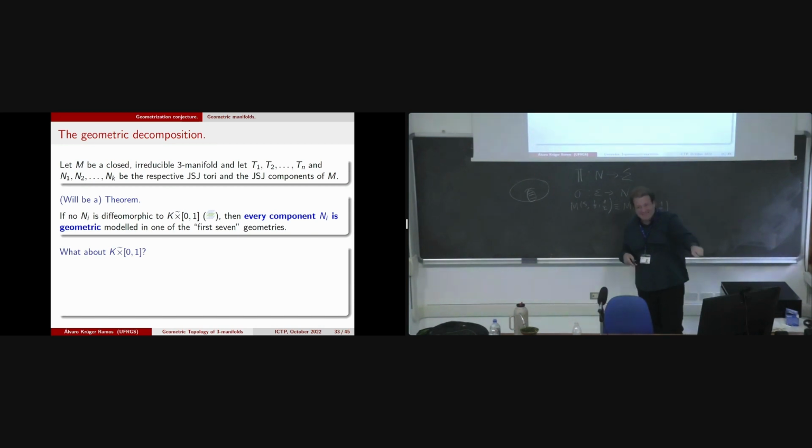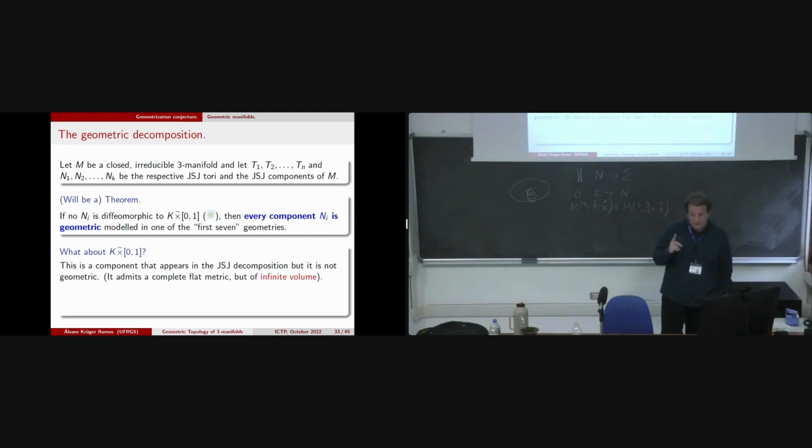But this compact, orientable 3-manifold with toroidal boundary is not geometric, and it actually appears in the JSJ decomposition. This is a component that appears in the JSJ decomposition, but is not geometric. It admits a flat structure, so you can cover it by R3, but this structure will have infinite volume. So we don't want this piece, because we want geometric structures of finite volume.